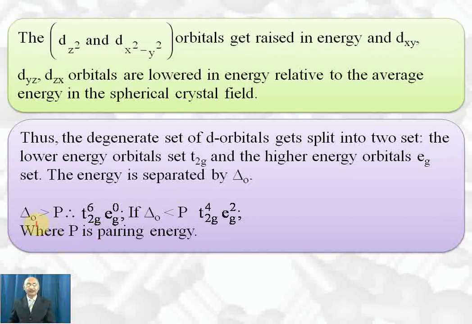How does it affect electronic configuration? If octahedral splitting energy is greater than pairing energy, the electronic configuration will be t2g6, that is, all the 6 electrons will be paired in t2g orbitals. eg will not have any electron. If octahedral splitting energy is less than pairing energy, then all orbitals will have 1 unpaired electron first and then pairing of electrons takes place. Electronic configuration becomes t2g4 and eg2.